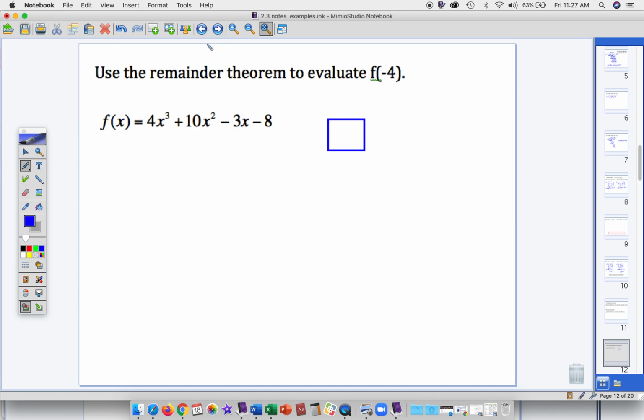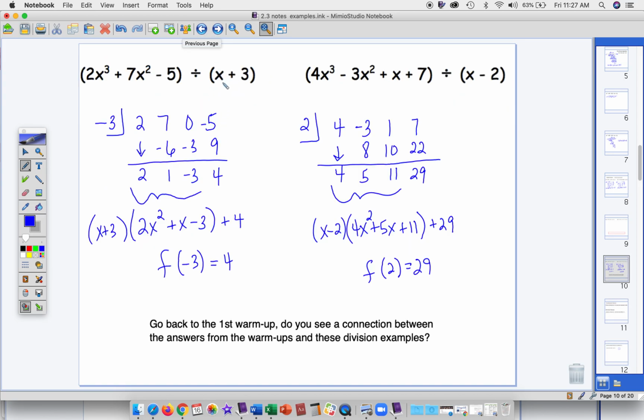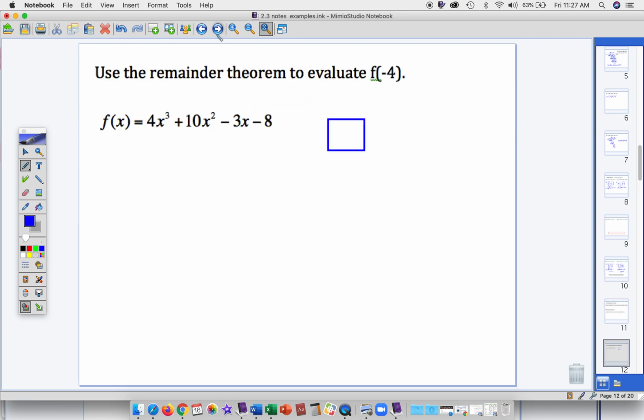When we're given the factor, like we were in these problems, then we divide by the 0 of this factor. But if you're asked to evaluate, then you divide by that number. So start with your negative 4 and go ahead and do the division, pause the video, and come back when you're done.